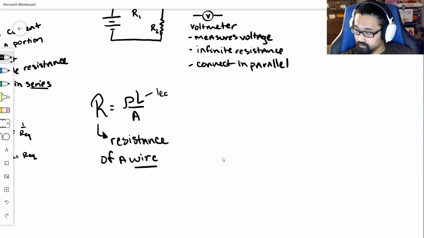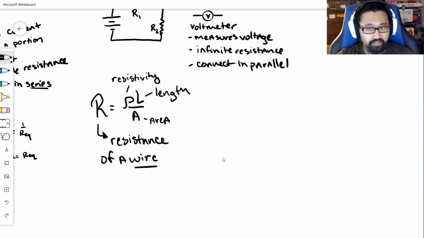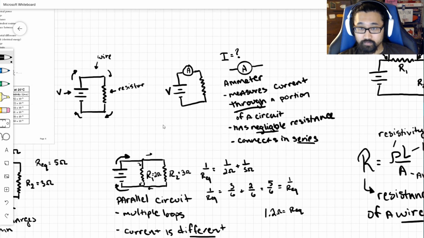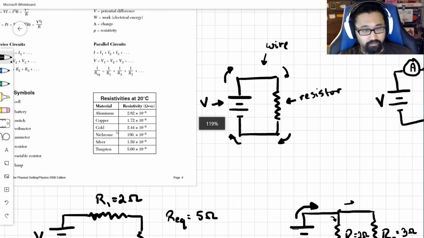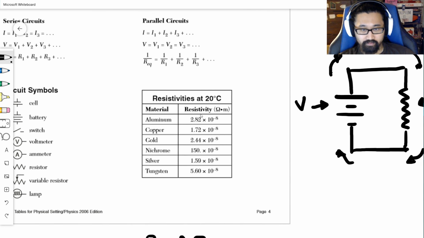This L is length. This A is the area of the wire, and rho is something called resistivity. This resistivity is something unique to different materials, and it is not something that you need to memorize or know off the top of your head. There is a list of resistivities here for different materials. You'll notice it's at 20 degrees Celsius.